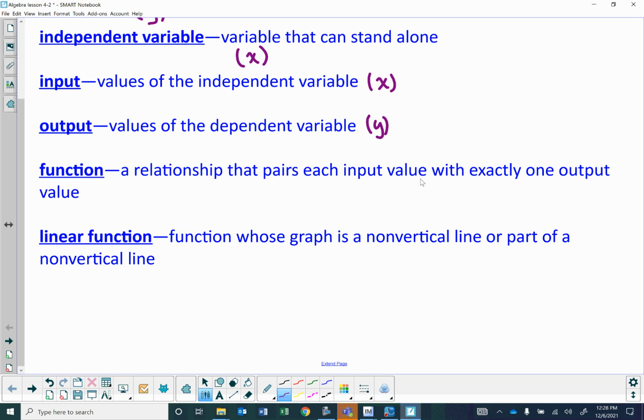Okay, a linear function is a function whose graph is a non-vertical line or part of a non-vertical line. Okay, a function would look something like this. If I had a graph, here's my x and y axis. If it looks like this, that's a function. Also what would be a function is if something looked like this. That would be a function, even though it's a curve and it's not a straight line. It's a part of a line. Alrighty.